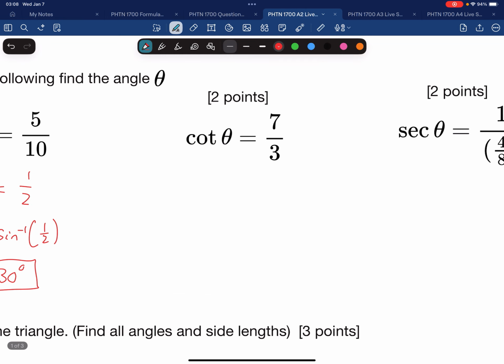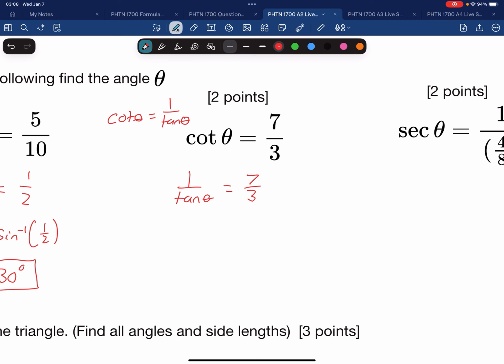For the second one here, the cotangent of theta equals 7/3. I can't really do anything with the 7/3, but I can do something with cotangent of theta. I know that the cotangent of theta is equal to 1 over the tangent of theta. So I'm going to go ahead and make that substitution. So 1 over tan theta is also equal to 7/3 then. And I have one whole fraction equal to one whole fraction. I don't have split fractions on either side, so I can go ahead and flip both.